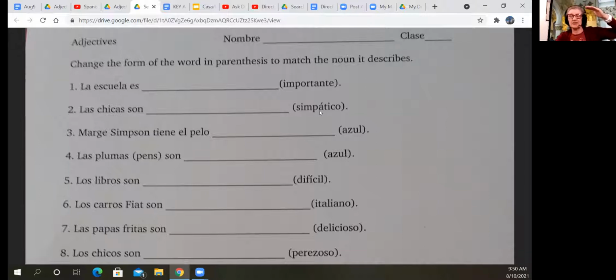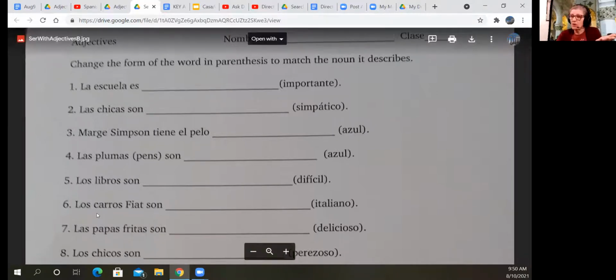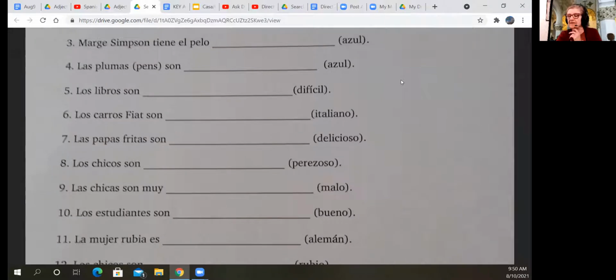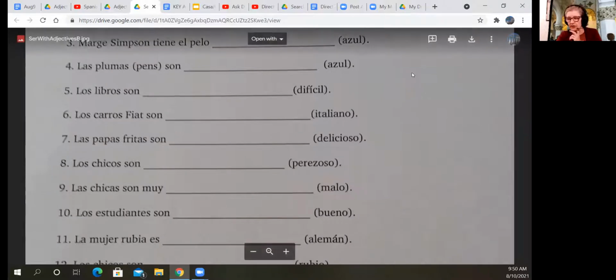You know, nice in English is sort of a lukewarm word now. That has just happened over the years, I think. But nice is a super thumbs up favorable word in Spanish, simpático. Plumas are pens, libros are books, carros and Fiat. Well, that's just a brand name, right? Papas fritas are French fries. French fries, they are literally fried potatoes.